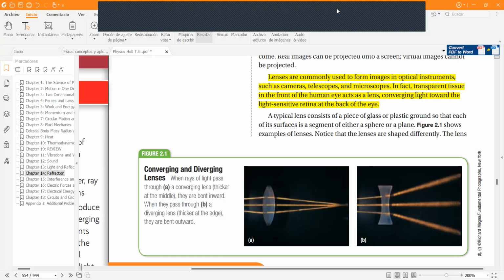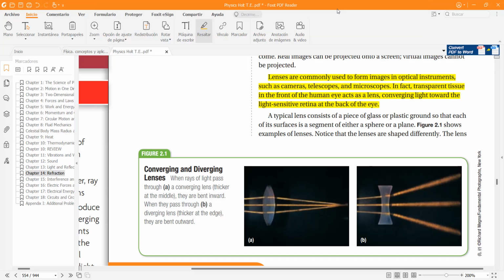I remember I was not a lab geek, but I used to like so much to play with the microscope and see the different cells, the plant cell, mostly. And even in our body, we have some transparent tissue in front of the human eye. It works like a lens. It converges the light toward the light-sensitive retina at the back of the eye. So even we are a lens. We have two lenses in our body.